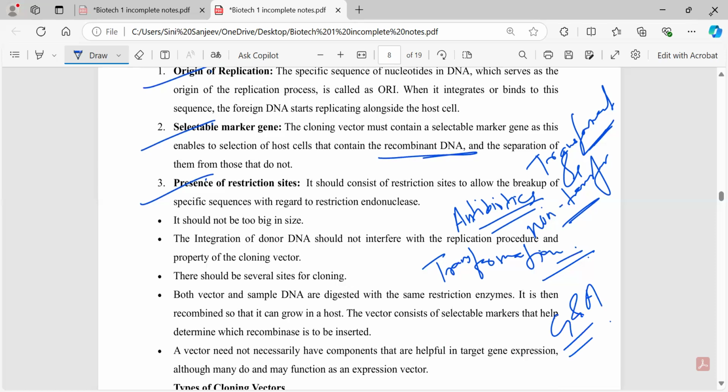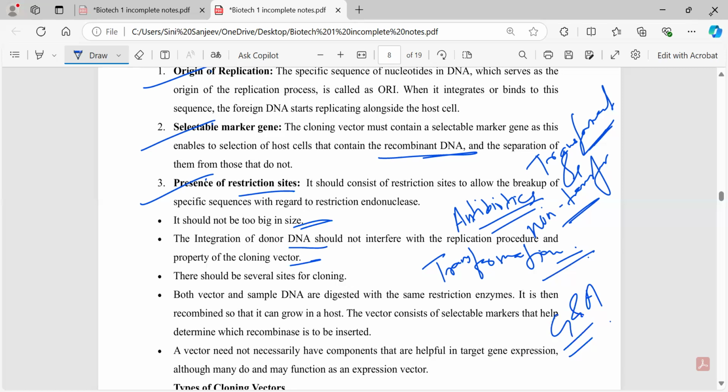Now, what are the characteristics you need to know for the restriction enzymes to act on it? The first thing is the size. It shouldn't be too big in size, neither too small. Then the integration of the donor DNA should not interfere with the replication procedure and the property of the cloning vector.